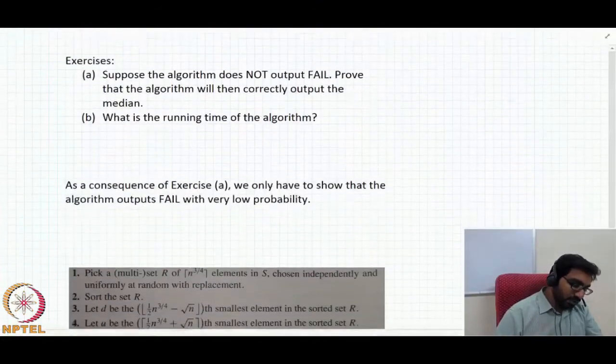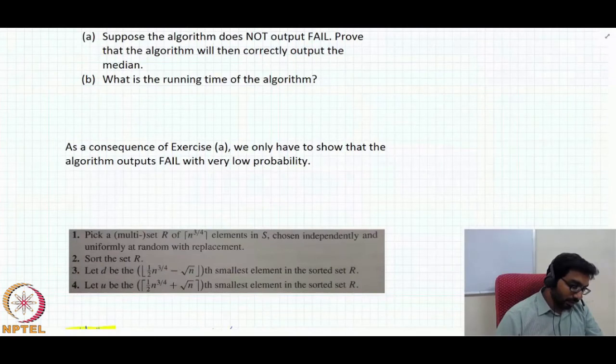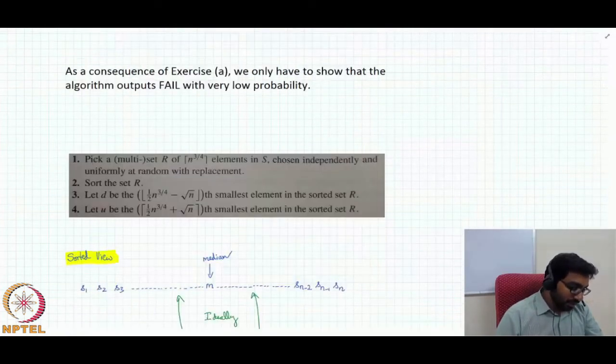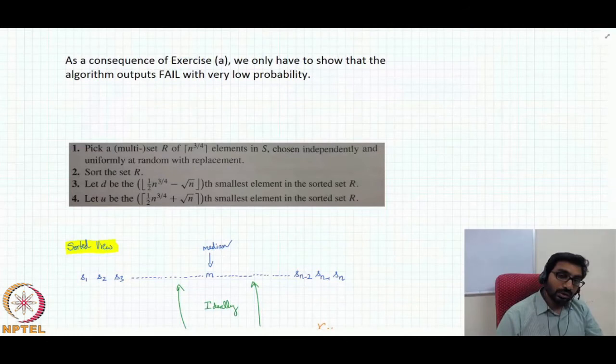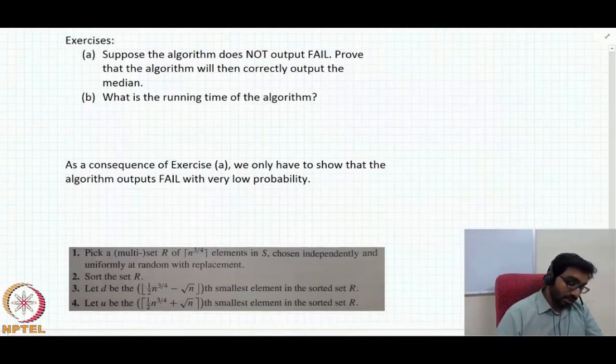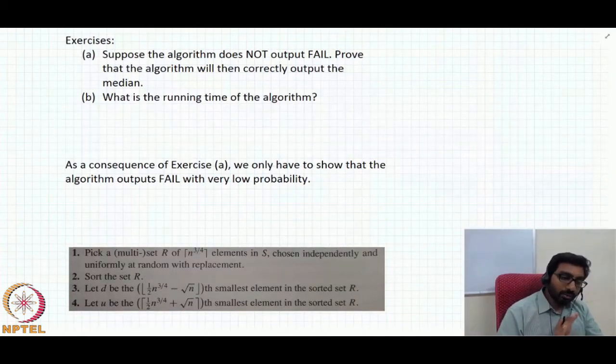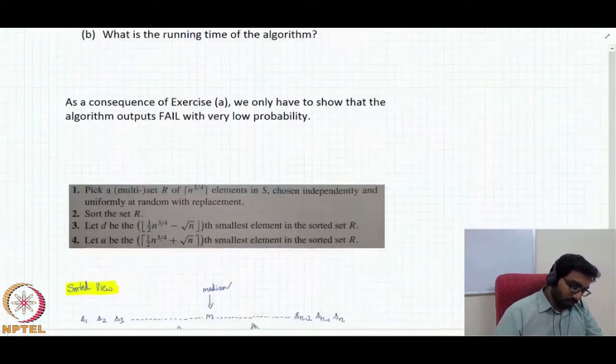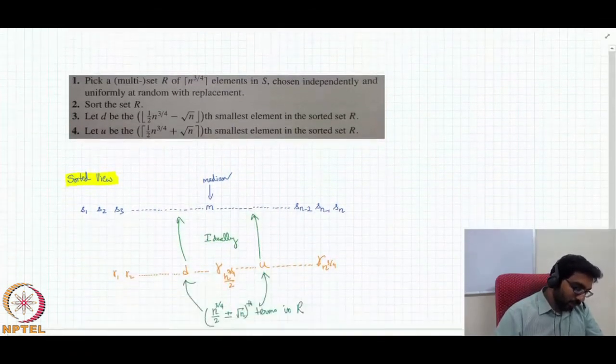Now that you've convinced yourselves of those two claims, let's move on to the important aspect of bounding the probability of failure. Because that's the only important key thing that's left. We want to ensure, as a consequence of exercise A, if it does not output fail, you're correct. So you just have to make sure that the probability of failure is very low. So let's look at it a bit more carefully.